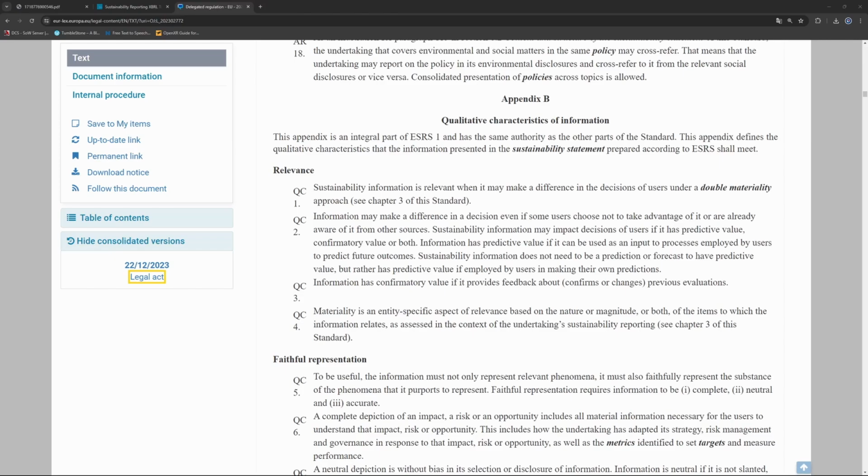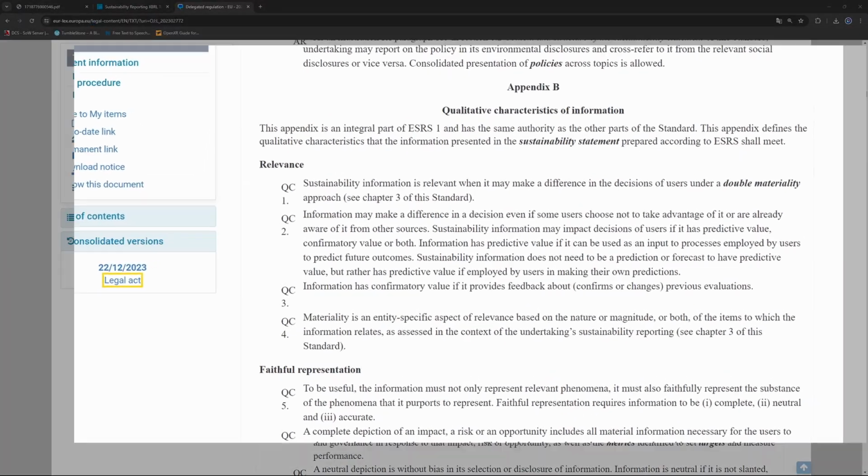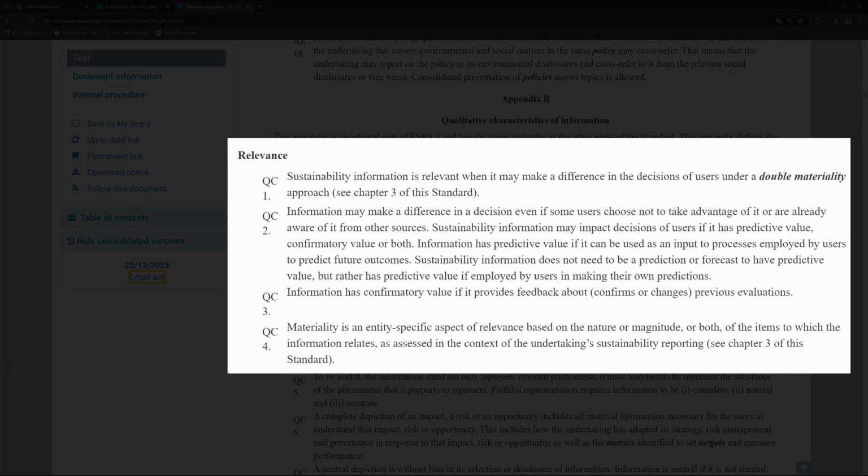I am of the opinion that a competent and experienced sustainability professional should be able to make the connection themselves between the information that is required in the standard and their sustainability matters. We have some guidelines in Appendix B to ESRS 1, namely the concept of relevance. Sustainability information is relevant when it may make a difference in the decision of users under the double materiality approach. So there we go. Double materiality sets all of the sustainability matters which are material, and then the information which is relevant is information which may make a decision difference.